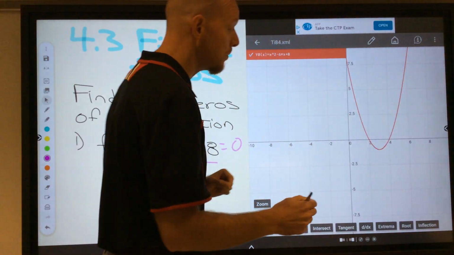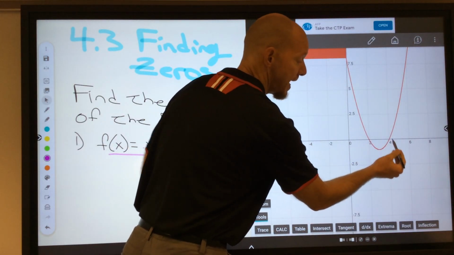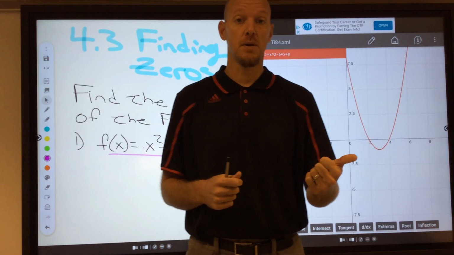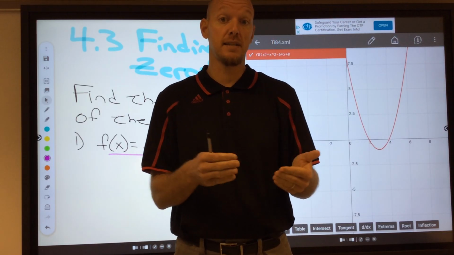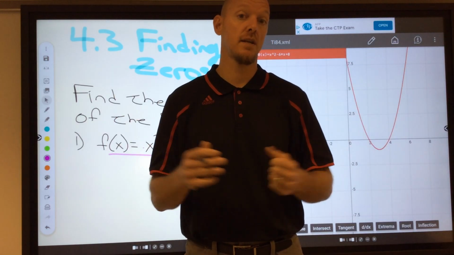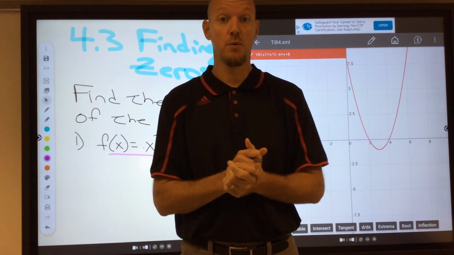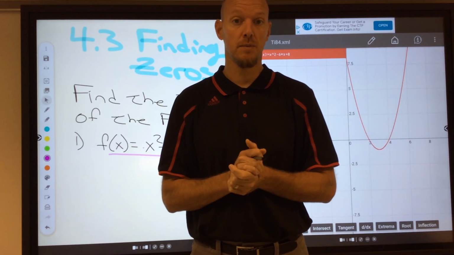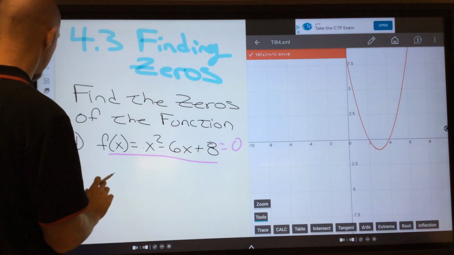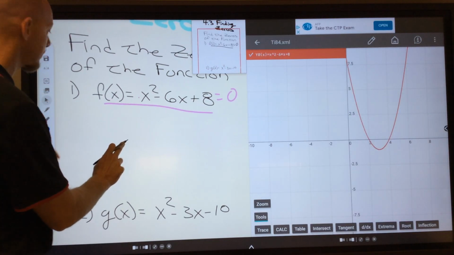So in essence, what we're looking for are the x-intercepts. When the directions say find the zeros, it's basically asking us to find the x-intercepts, which, if we make another connection, is asking us to solve the equation upon setting it equal to 0. To do that, we're going to use the zero product theorem.